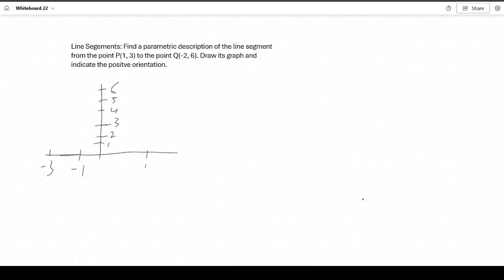All right, so let's look at this question. This one is about line segments. It says find the parametric description of the line segment from the point P(1, 3) to the point Q(-2, 6). Draw its graph and indicate the positive orientation. As you can see, I put in my graph here already sketched out. What we're gonna do here is different. We gotta use the equation from the beginning that I showed you, so we got to use a, b and c, d. This is going to be important.